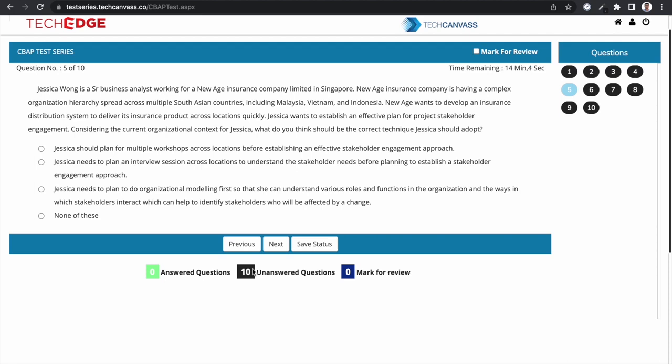All the options talk about a stakeholder engagement approach. In fact, that is what Jessica has to build as well. But the question is not only about preparing the stakeholder engagement approach, it also asks which will be the right technique. So let's attempt one of the answers here, and we can also see the justification behind it in this exam series.